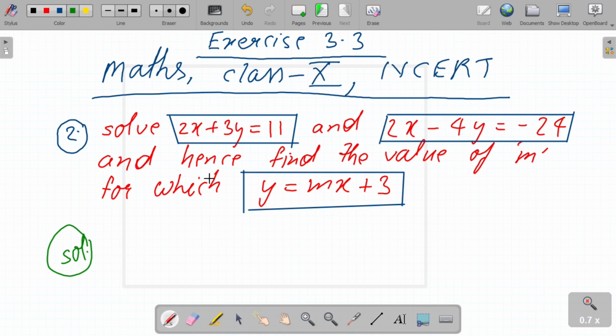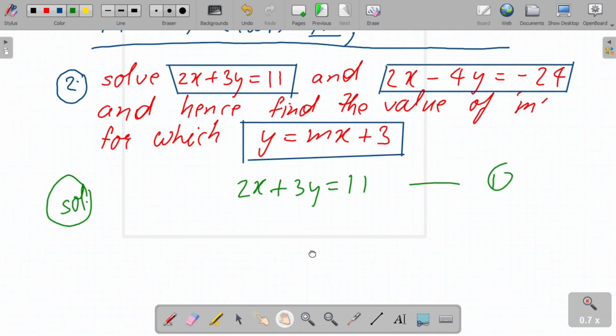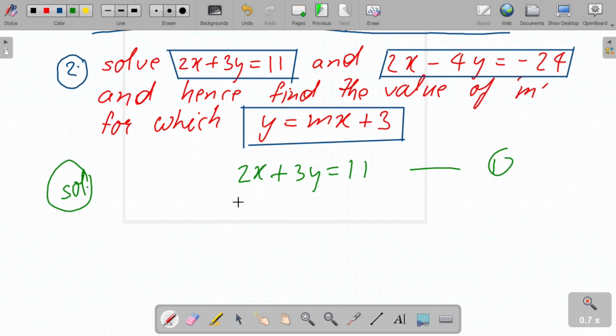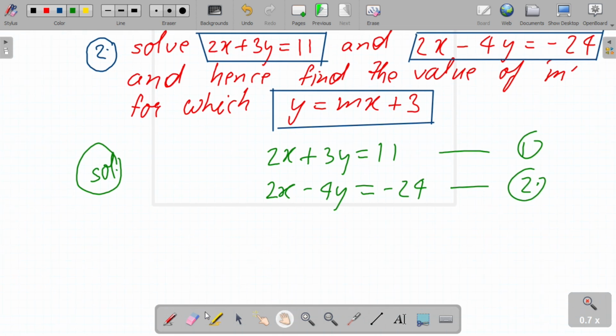First of all, we will write both the equations. This will be our first task. 2x plus 3y equals 11. This is equation number first. And second is 2x minus 4y equals minus 24. This is equation number second. As you know, through the substitution method, first of all we will solve equation first. We will write the value of x from equation first.